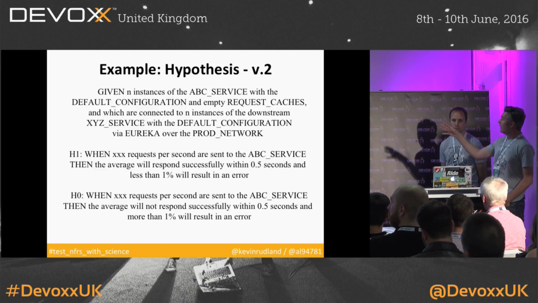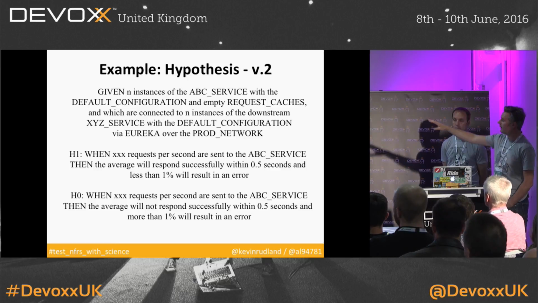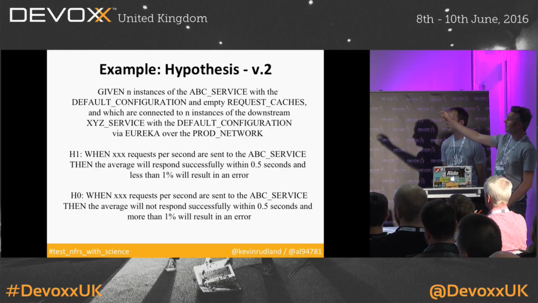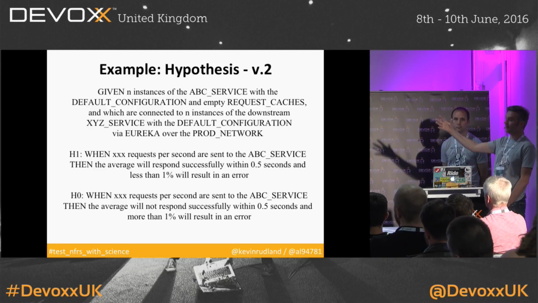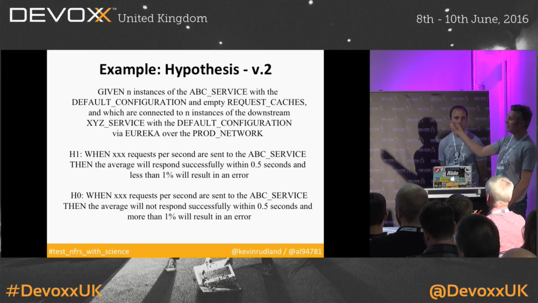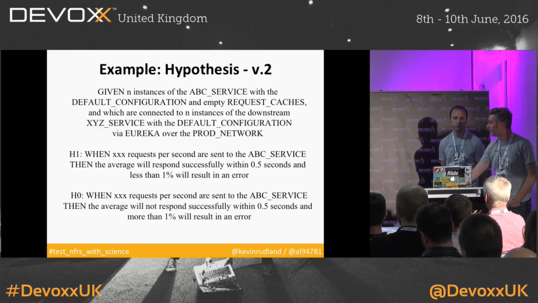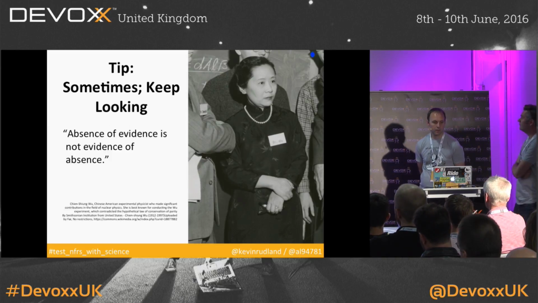So with that in mind, we're going back to that first hypothesis, and we warned you there'd be a lot of words. The H1 and the H0 is still the same that we showed you before, but now we're talking about the prerequisites, the things that are in place at the start. So given n instances of ABC service with default configuration, request caches, blah, blah, blah. To simplify this, even though it's quite wordy, things like ABC service and default configuration are just references to a wiki page, for example, which has the definition of what we mean by default configuration. So then when we need to repeat an experiment, we can repeat everything.